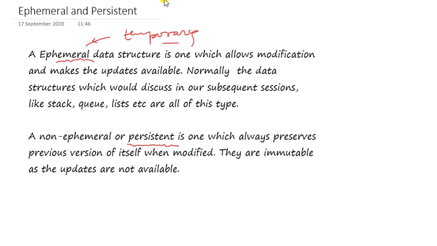It is one which always preserves the previous version of itself when modified. So it will not allow the modifications. That's why we call it immutable. For instance, now I will just give an analogy. It is not exactly that case, just an analogy.